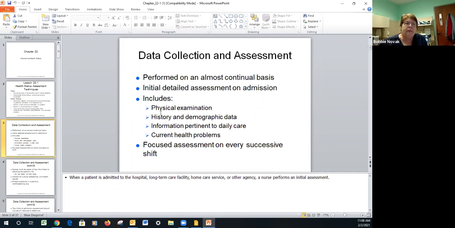All right. So your initial detailed assessment on admission is going to include your physical assessment, your history and demographic data, information pertinent to daily care and current health problems. It's going to get all the database put together. Then a focus assessment on every successive shift after that to see if we're meeting our care plan.